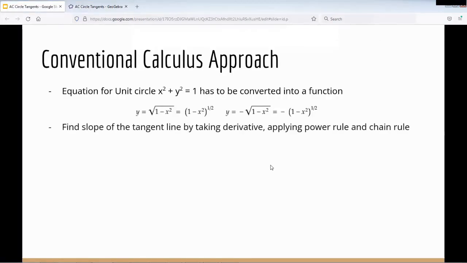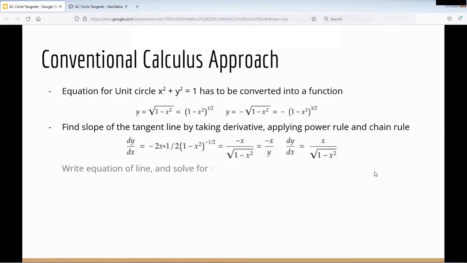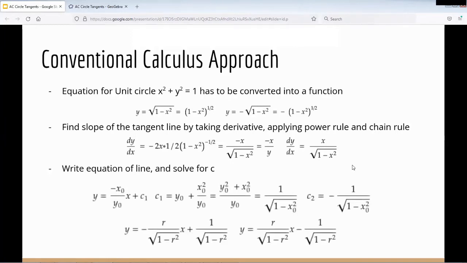So to get the tangent line, first we need the slope, and we get that by taking the derivative. So we apply the power rule and the chain rule, and then we're not done. Then we have to plug that back into the equation of the line and solve for the constant term. And I've written that all out here, and you end up with these two equations.